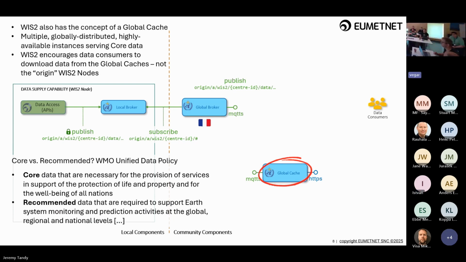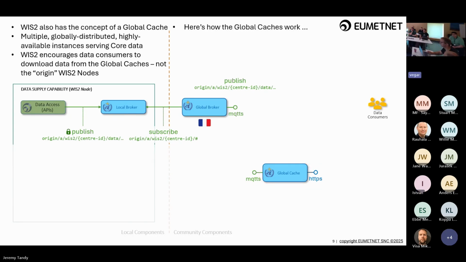So let me just remind us, core data is necessary for provision of services and support of protection of life and property, well-being of all nations. Recommended data is basically anything else that's interesting. Let me not go into that.